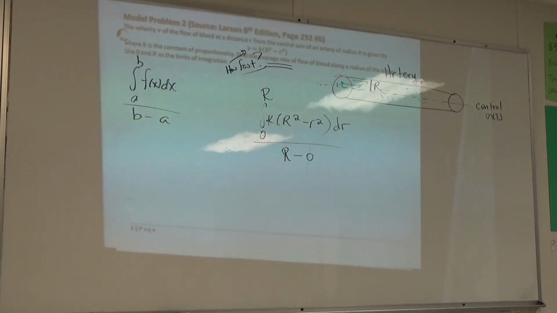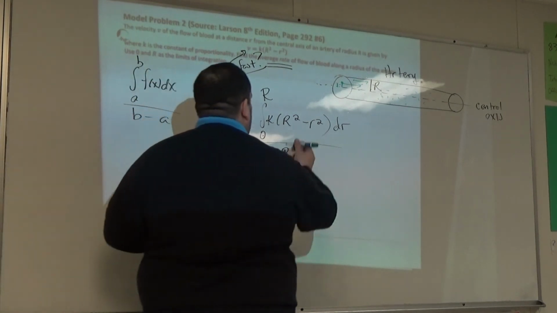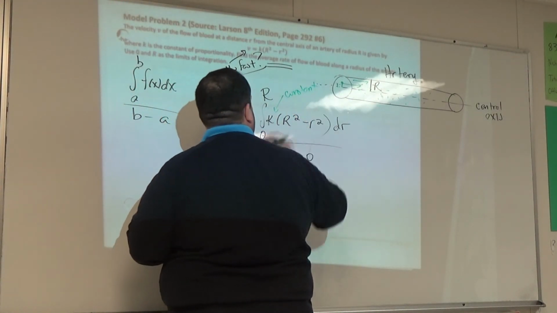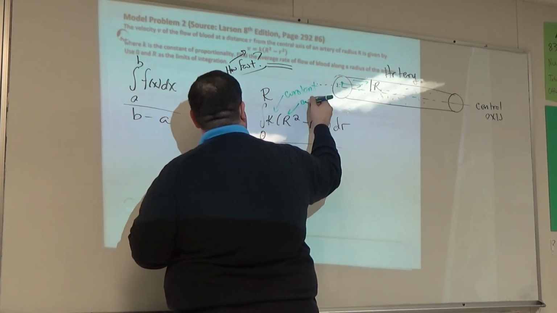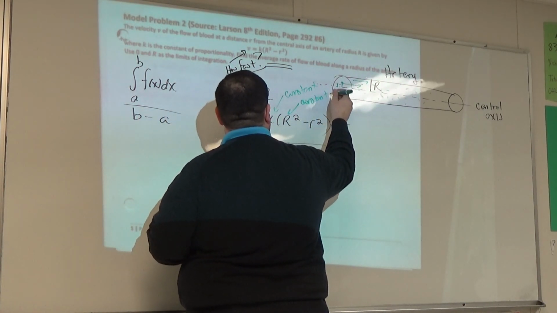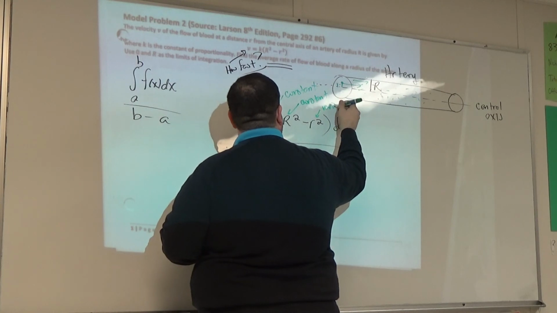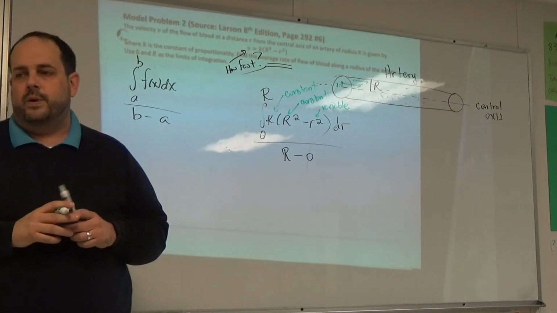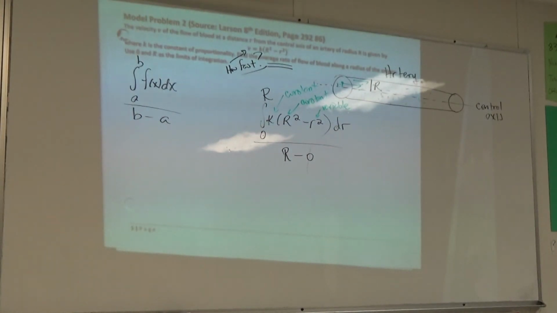I don't think we're going to get much further than this. In fact, I know we're not. The k is a constant. Big R is another constant. Little r is your variable. We can play around with this more tomorrow.